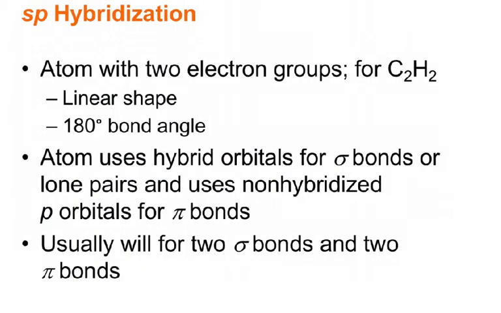You're going to see that this structure here would be responsible for forming a linear shape. I'm going to use the molecule C2H2 in a moment. When you're linear, you will see that the bond angle will be 180 degrees. Notice it uses hybrid orbitals for the sigma bonds or for lone pairs, and it will use the non-hybridized orbitals to make pi bonds. Especially in a linear structure like this, you'll have 2 sigma and 2 pi bonds.